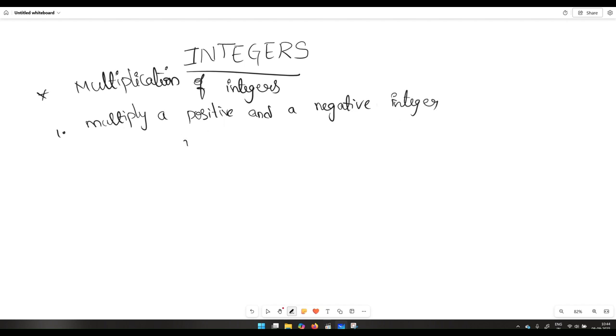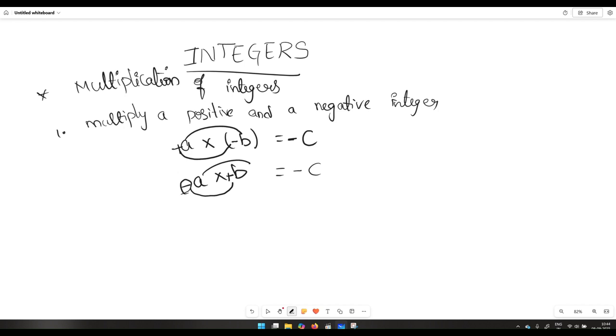Let us assume a is a positive integer and b is a negative integer. When we multiply a and b, we get the answer c. Here, which sign do we get? Here it is a positive sign and a negative sign. When we multiply a positive and a negative sign, we always get the negative. And don't confuse when you write minus a into b. When you write a negative number first and the positive number second, here also a into b is c. Negative into positive is also always negative.